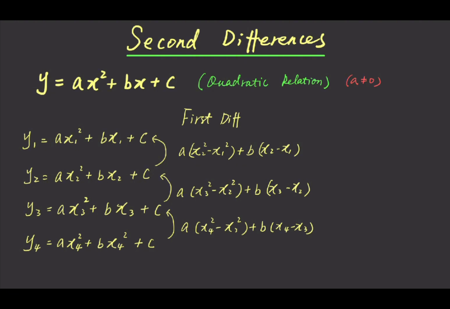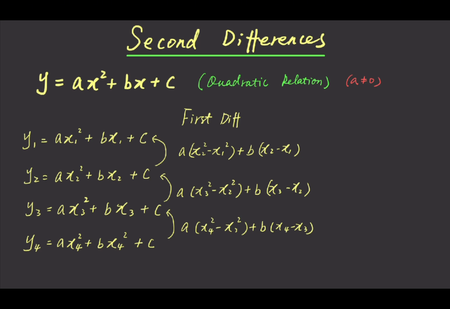Now, we can figure out this term, because x changes evenly. So the difference will be the same. They are equal to one another. But for the first term, we can figure out they will not be equal to one another.